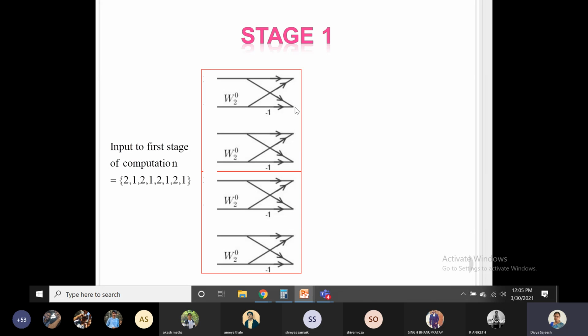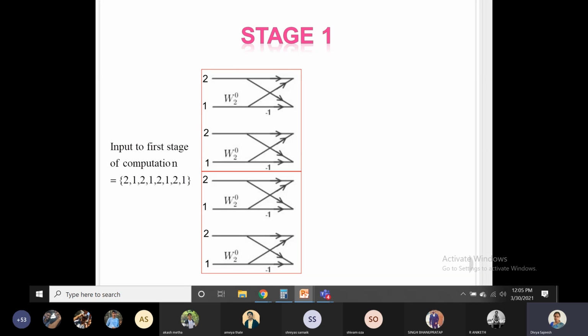So let us insert the inputs at the input side of this stage 1. If I insert 2 1 2 1, you can see I have inserted all these inputs at the input terminals of this butterfly diagram. And now let us calculate the output of each terminal.